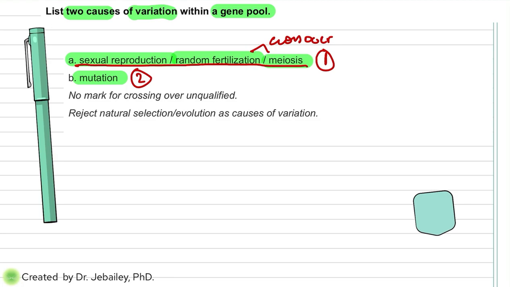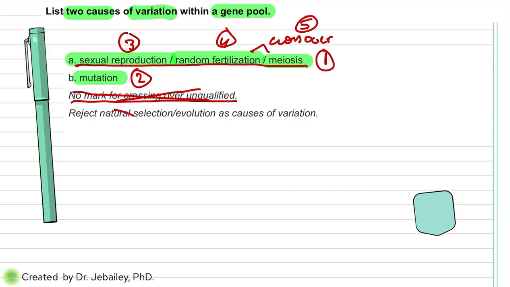In some mark schemes, they will actually put this as a 3rd point and this as a 4th point. So the mark scheme can change. But all of these 4 words, as well as crossover being the 5th one, can be points that come to variations within a gene pool. However, look at this one. It says no mark for crossover, unqualified. See, sometimes they will not give that point, while in some other mark schemes, they do put crossover.